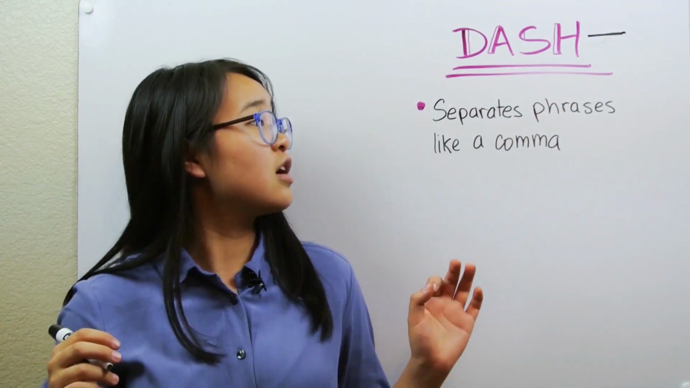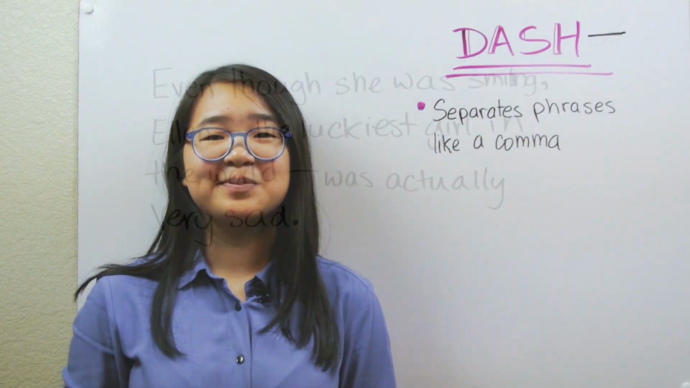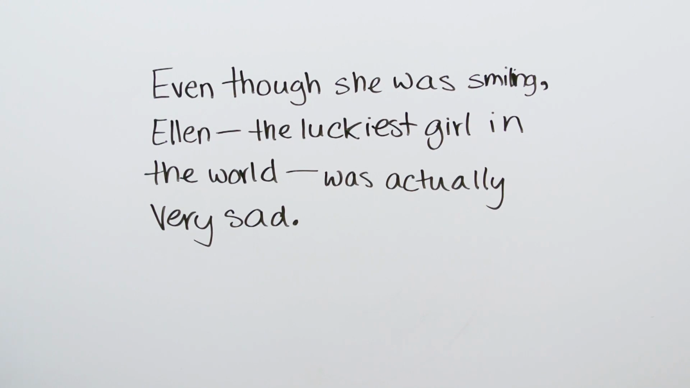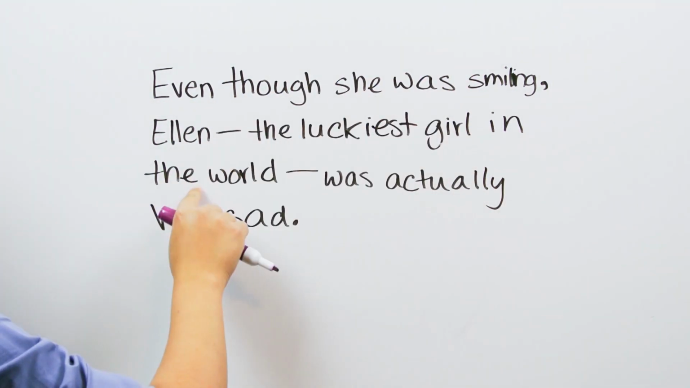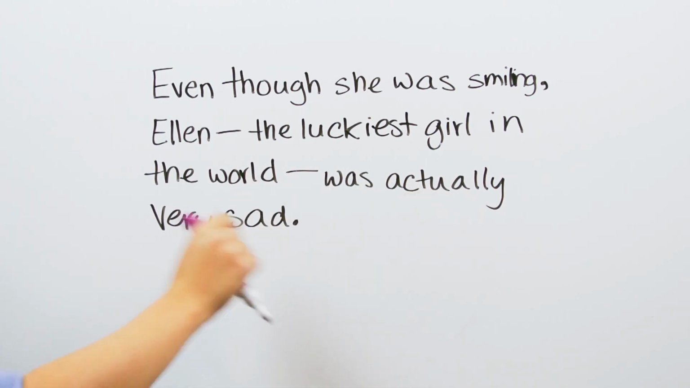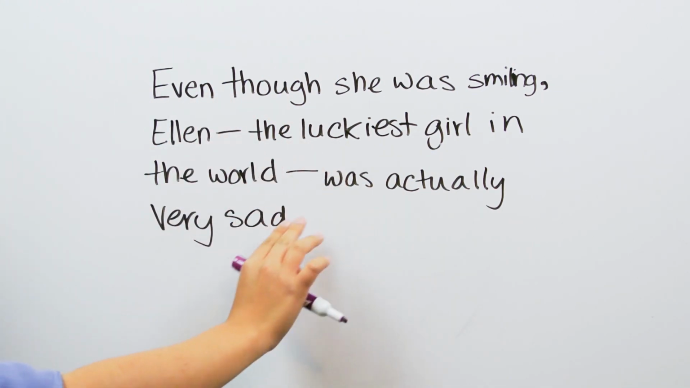A dash works a lot like a comma to separate phrases within a sentence. For example: Even though she was smiling, Ellen, the luckiest girl in the world, was actually very sad. As you can see, there are dashes in the sentence when we pause to explain more about Ellen.